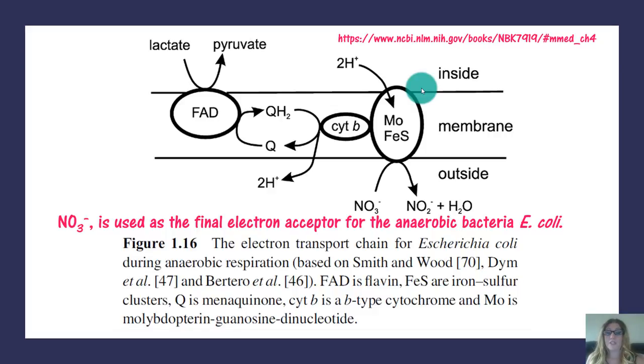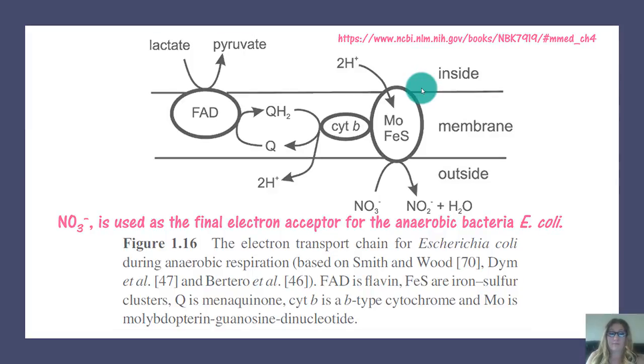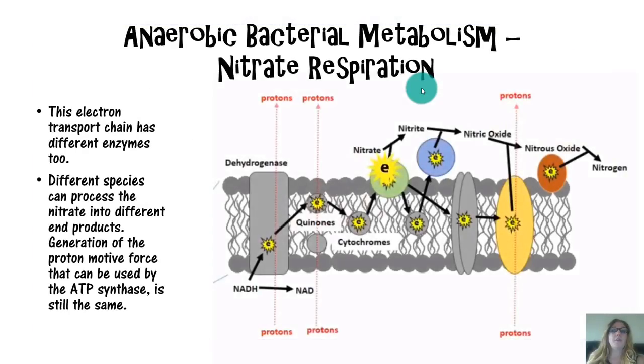So this is actually the electron transport chain for E. coli during the process of anaerobic respiration. This is another schematic for the anaerobic bacterial metabolism of nitrate respiration. But you don't have to worry about all these little things, I just thought it was kind of cool. Thought you might be interested.